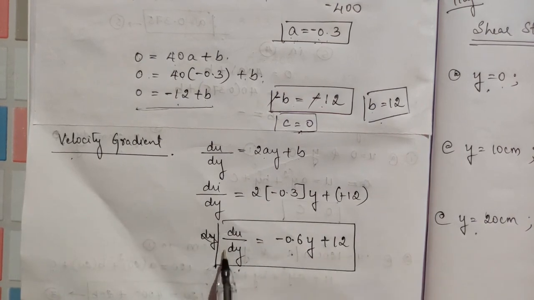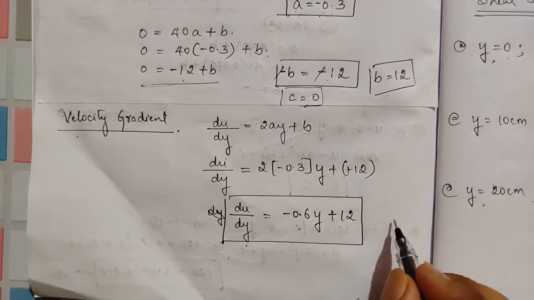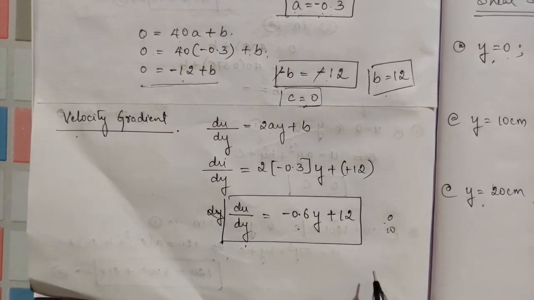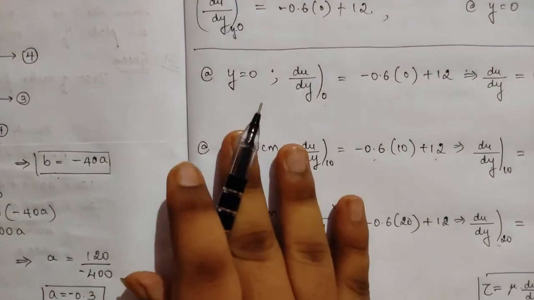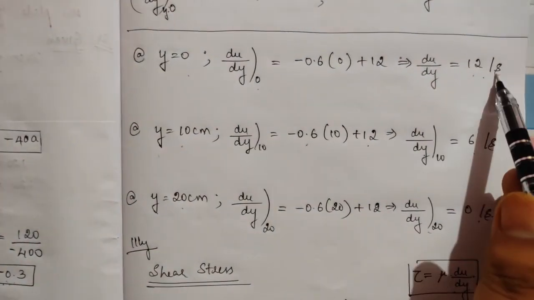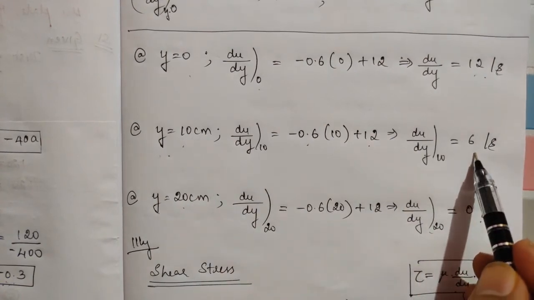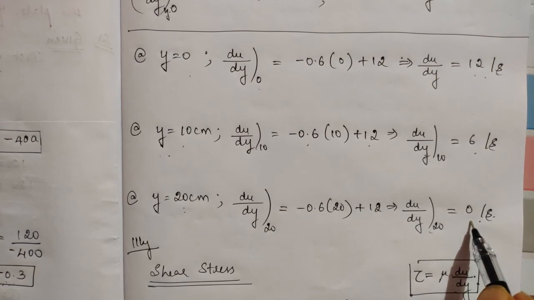So for this equation, what do I need to find? At y equal to 0, what is the value? At 10, what is the value? At 20, what is the value? The velocity gradient at 0, how much? It is 12 per second. At 10 centimeter, how much? It is 6 per second. At 20 centimeter, the value of du by dy is 0 per second.